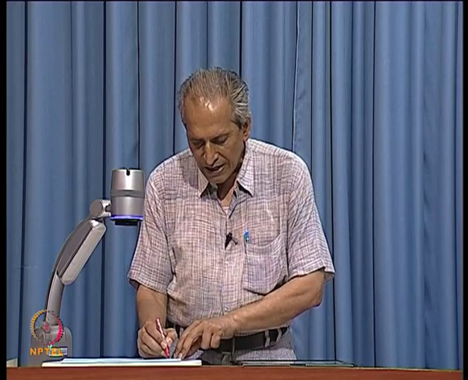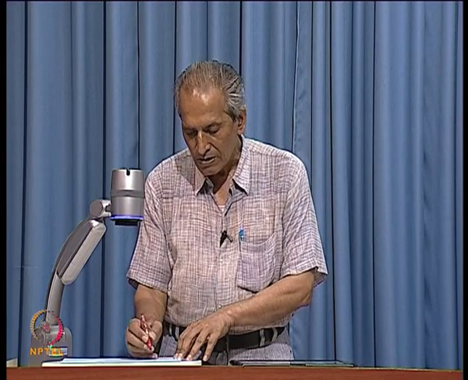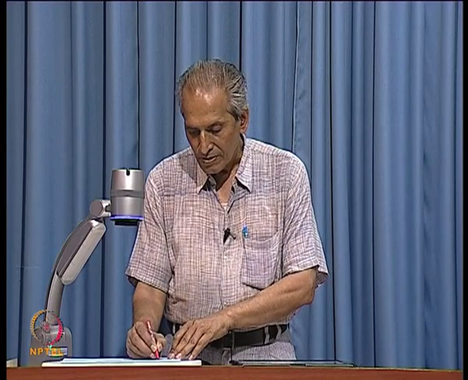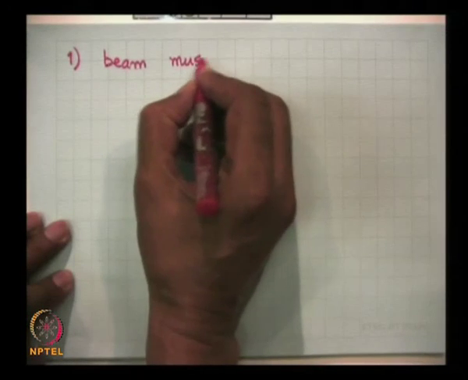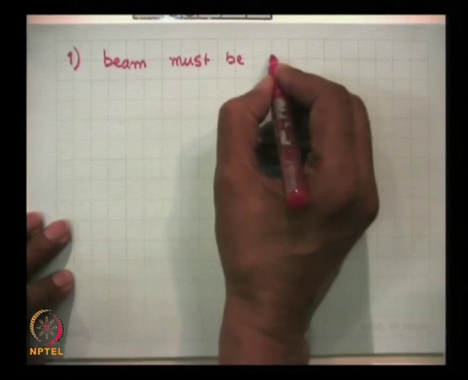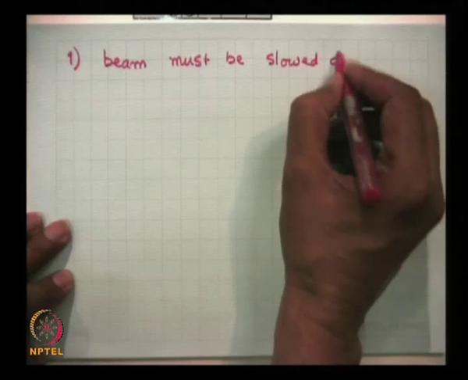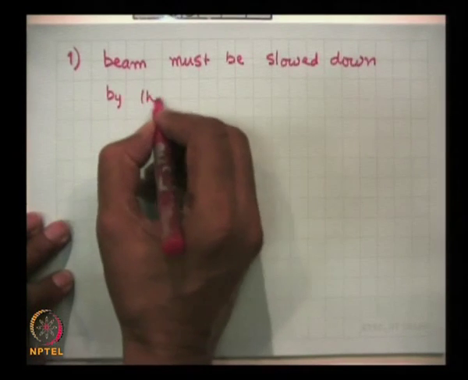Now, physically what do you expect? If a beam has to generate a wave, it should have three properties. First property is that the beam should be slowed down by the wave. Beam must be slowed down by the wave.